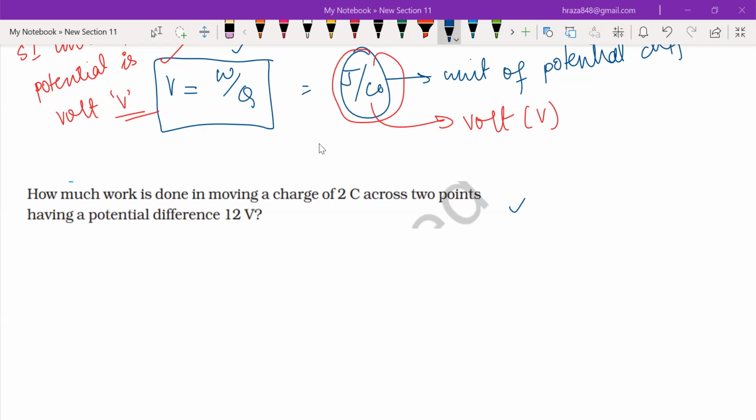Oh, very good. 24. So what you just did: we have V is equal to W by Q, so W is equal to V into Q. And V, you know, is 12, and this is your 2. So it will be 24. Yes, that's very good.